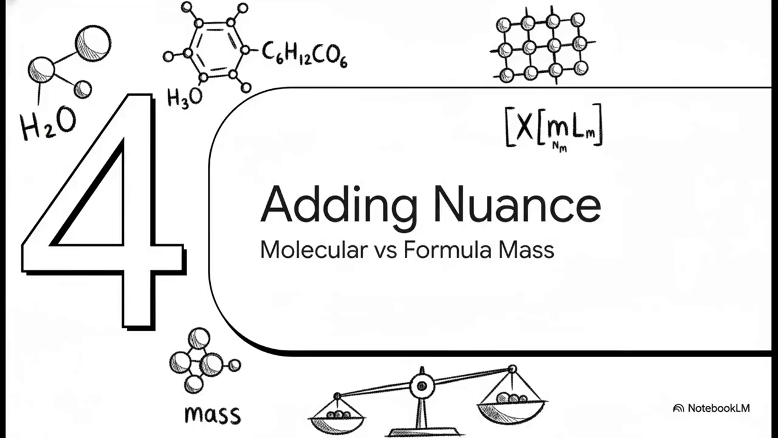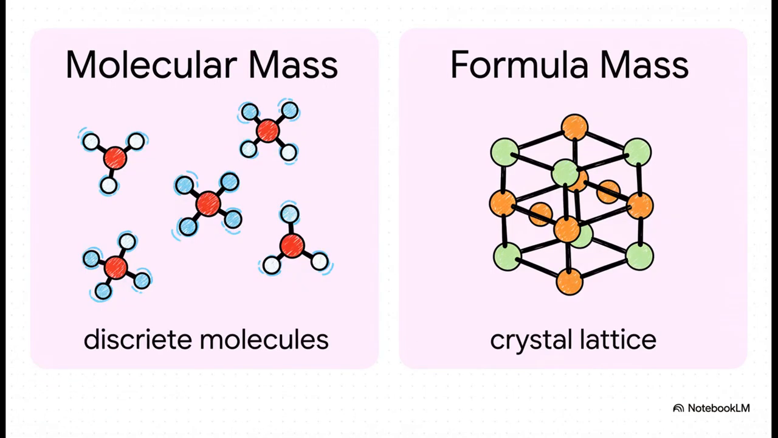Okay, so you've pretty much mastered the heavy lifting. Now, let's add a little bit of pro-level detail. The way we calculate the mass is exactly the same, but the word we use can actually change depending on the kind of compound we're looking at. This is the difference between molecular mass and formula mass. Here's the deal. It all comes down to structure. You're going to hear molecular mass when we're talking about covalent compounds, like water or CO2, because they exist as separate individual molecules. But we use formula mass for ionic compounds, like table salt, which form this big repeating crystal grid. The math is the same, but the words we use reflect what's actually going on with the chemistry.